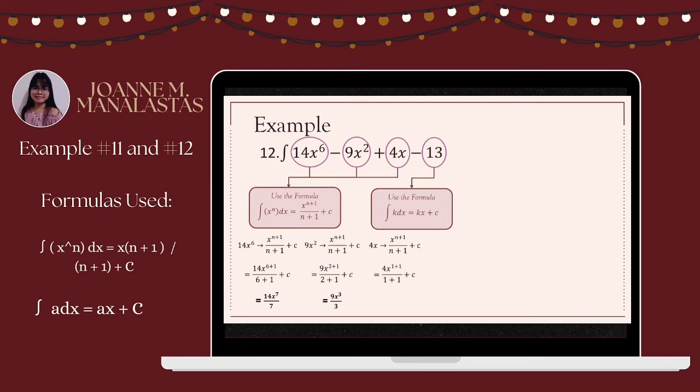For 4x, substituting it again in the formula, we will have 4x raised to 1 plus 1 over 1 plus 1 plus c, and the answer will be 4x squared over 2. And for 13, we will have 13x plus c. Combining all these terms, we will have 14x raised to 7 over 7 minus 9x cubed over 3 plus 4x squared over 2 minus 13x plus c. And getting the lowest term of this answer, we will have the final answer as 2x raised to 7 minus 3x cubed plus 2x squared minus 13x plus c.